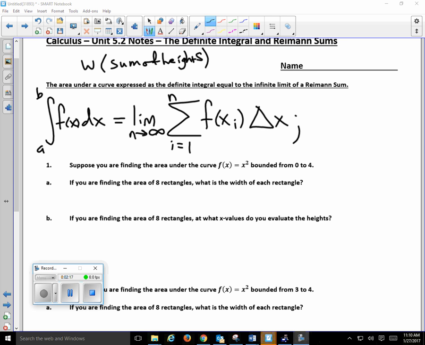Now, part of what you need to know is how to calculate a few of these pieces. You're fine with the limit sign. You're fine with the sum. You're fine with i equals 1. You're fine with n. And you're fine with the function. What you don't like is delta x, and you don't like x sub i. So I'm going to show you what delta x is. Delta x is the width of each rectangle. What did we do to calculate the width of each rectangle? B minus a over n. Thank you, child.